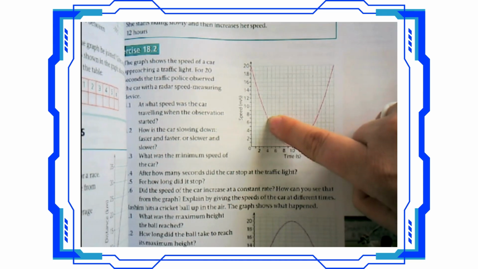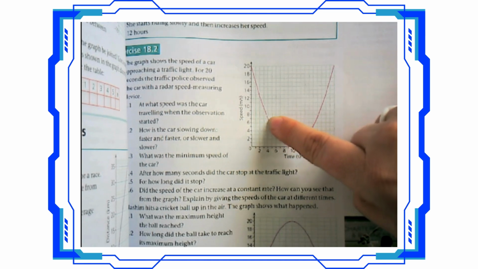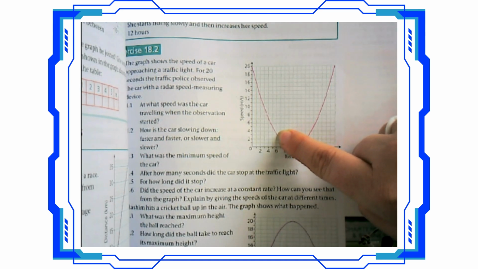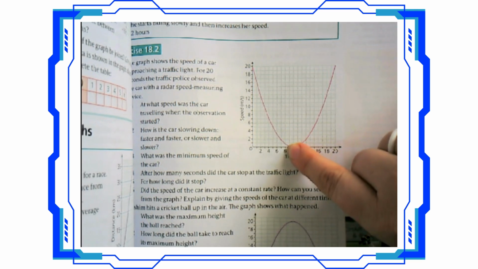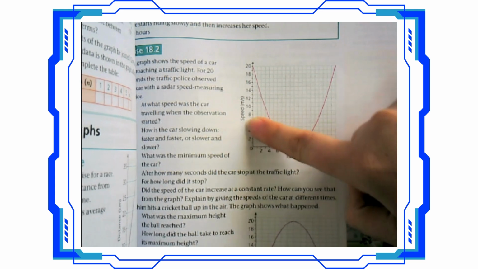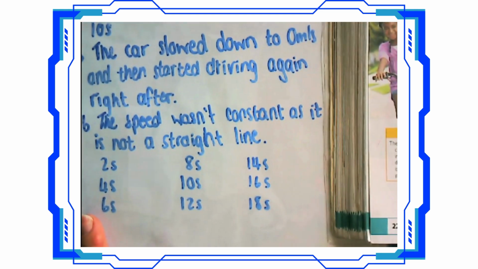Then by 4, it's on that line, so it's going to be 7. Then by 6, it's on that line, so it's going to be 5. Okay. Then at 6, it's not even on that line, so it's not even 1 yet. Okay, so I'm just going to write all of them down. You can go check in your book.